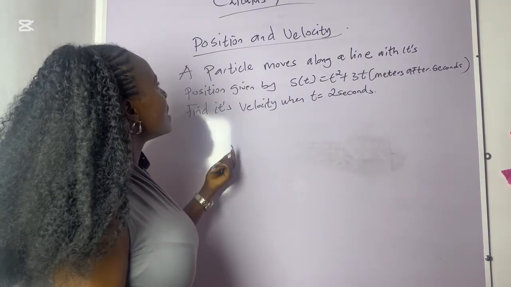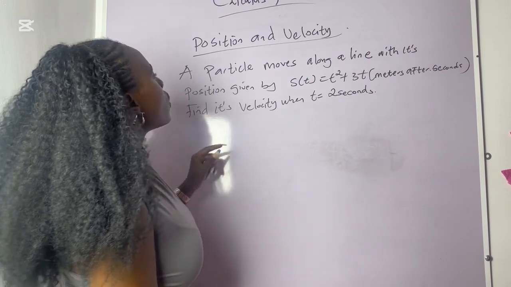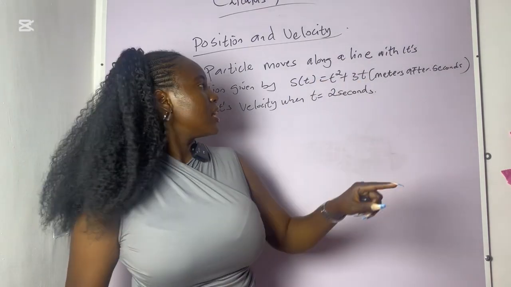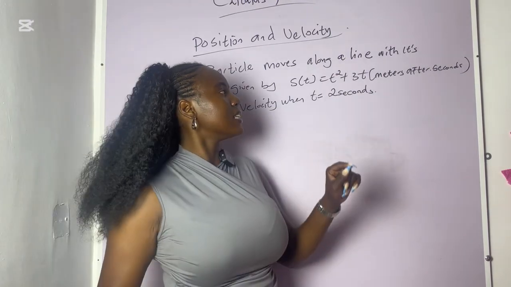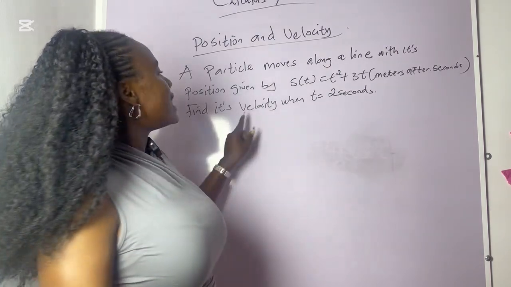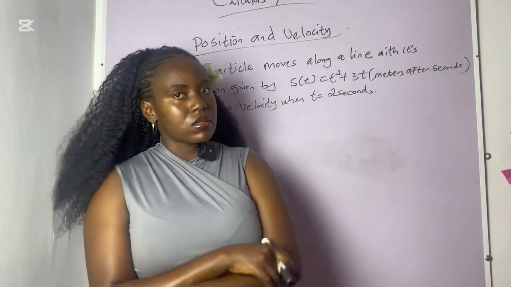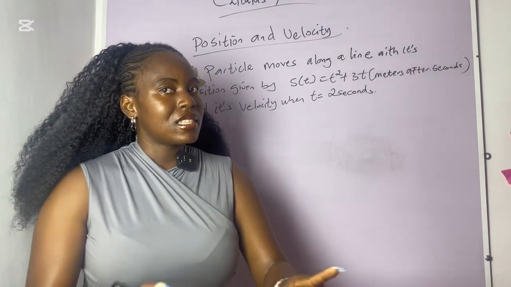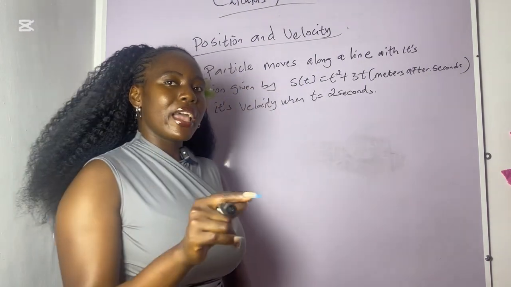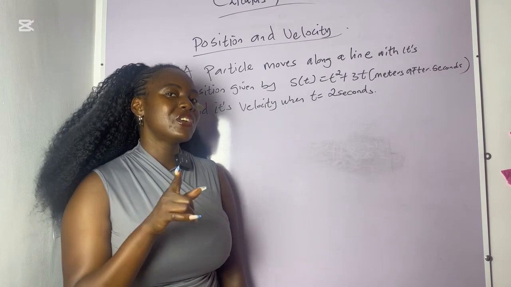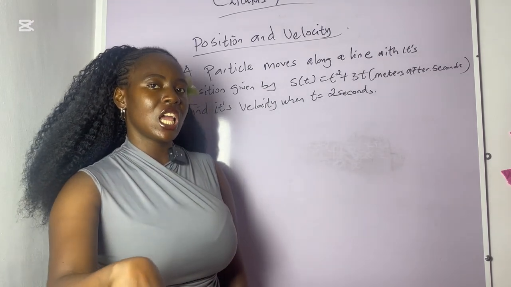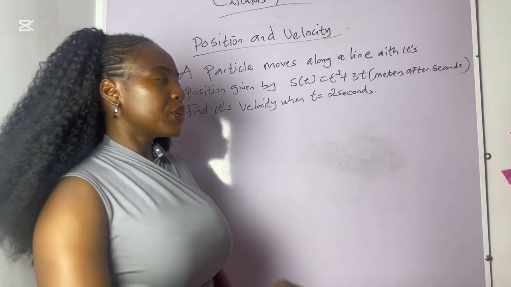We have position and velocity. A particle moves along a line with its position given by s of t equal to t squared plus 3t meters after seconds. Find its velocity when t is 2 seconds. Very simple. This is like a word problem under differential calculus. And I told you guys that differential calculus measures how functions change.